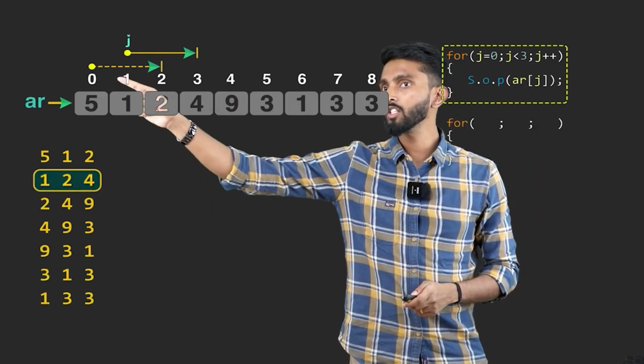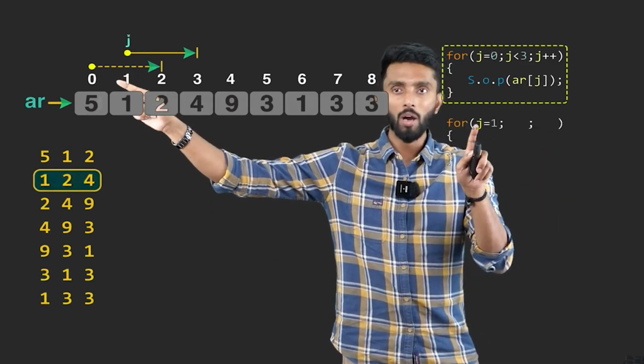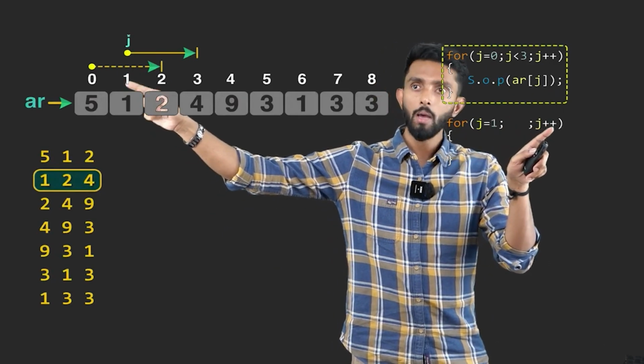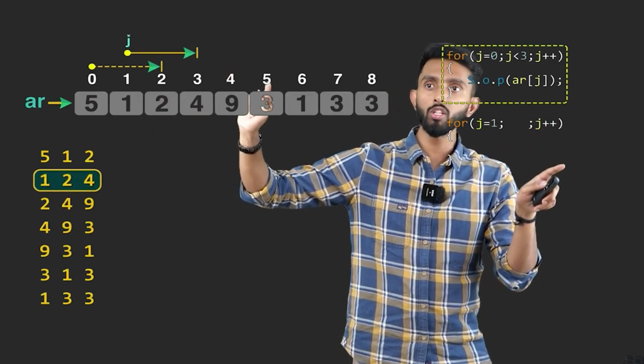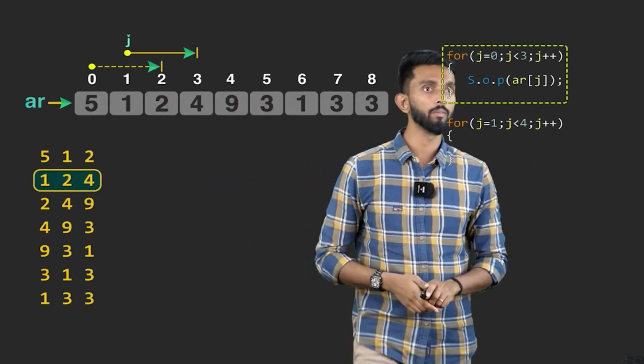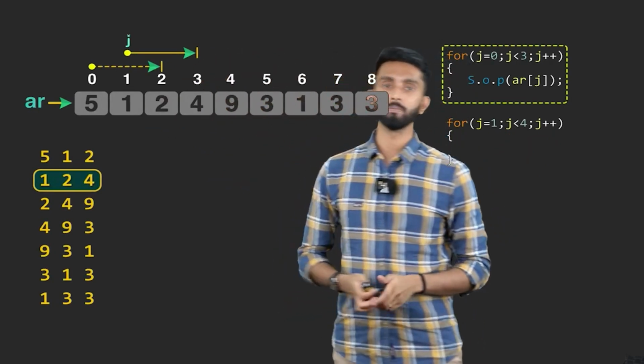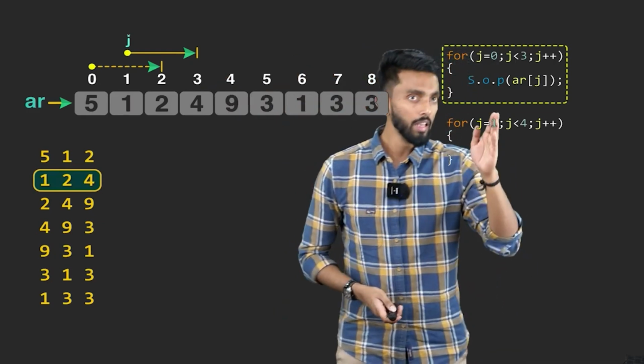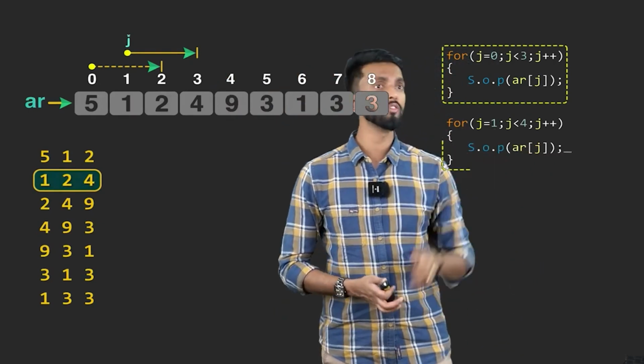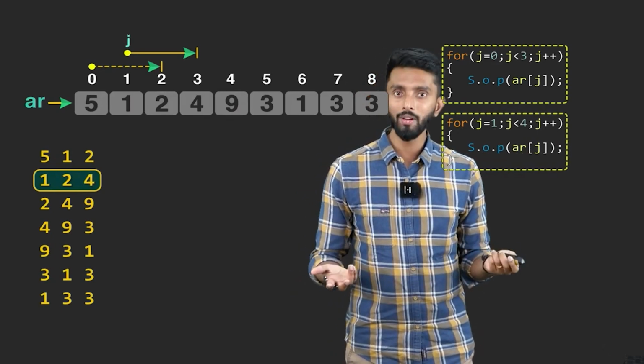This time where will j start from? 1. Very good. One by one only it should go, j++. Maximum till where should it go? 4. What is 4? Less than 5. j less than 5 I can tell. Or sorry, it should go till 3. 3 is nothing but less than 4. Understood what I am trying to say? Inside this what will you do? Print the value of j. Correct? I hope you understood.